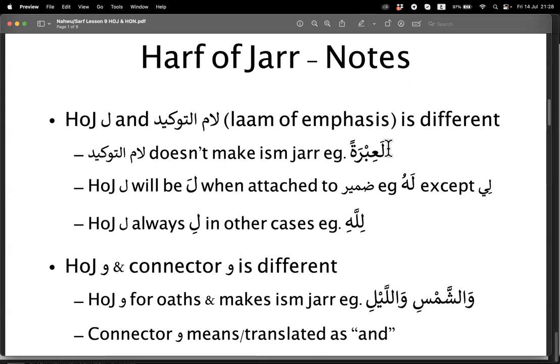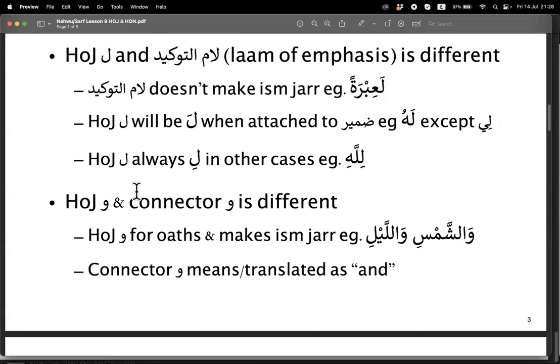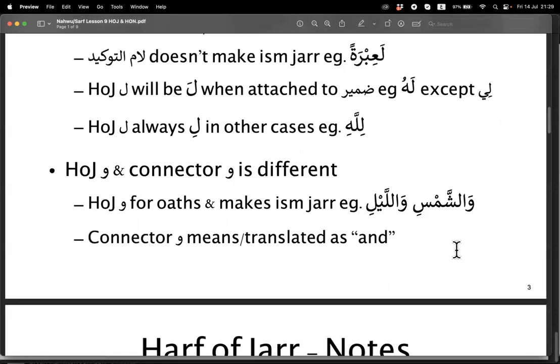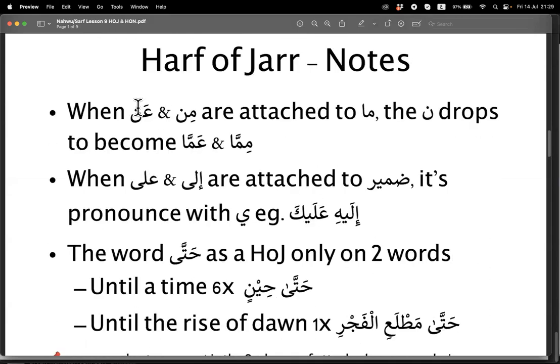Then we have harf of jar wow. But we also have other kinds of wow. The difference is harf of jar wow must come with an ism that is in what status? Jarr. Yes, so washamsi, walayli, this is all jar. So this wow is harf of jar. Clear? For min and an, both end with nun.